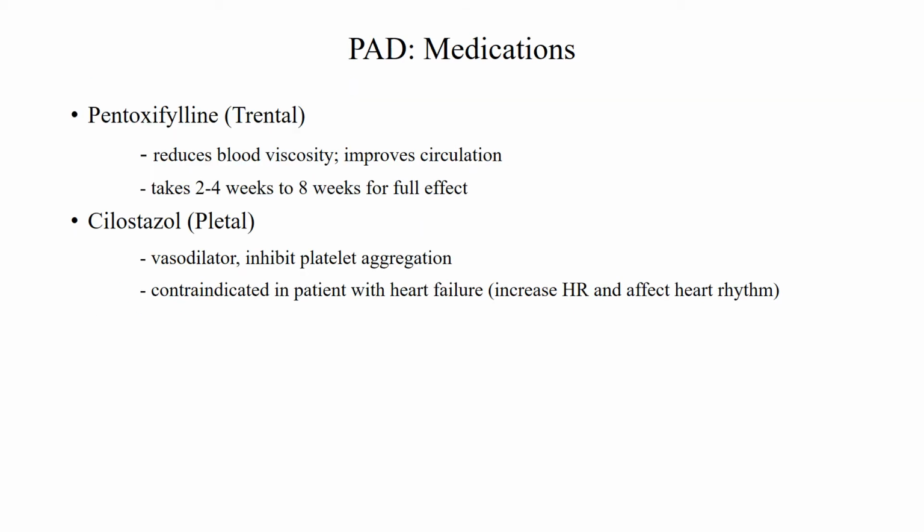So to continue with medications for peripheral artery disease, Trental is given. It reduces blood viscosity or reduces the thickness of blood to improve circulation. However, this medication takes 2 to 4 weeks to 8 weeks for its full effect. Pletal is another vasodilator which inhibits platelet aggregation. However, it is contraindicated in patients with heart failure because it increases heart rate and it affects the heart rhythm.